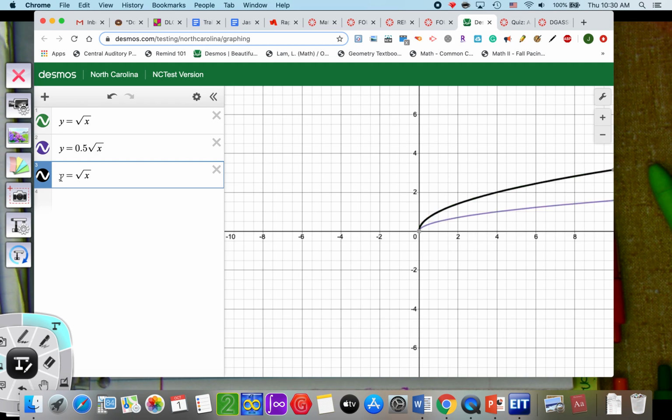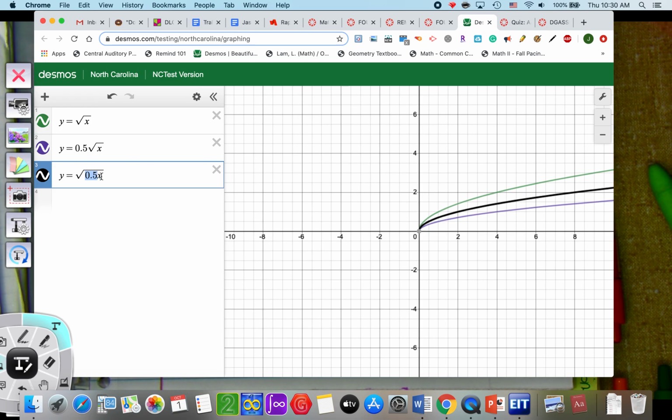So the only way you can tell is look at the function. If I'm multiplying the x under the radical by a fraction, that's called a horizontal compression. That's the black one. The purple one is called a vertical compression. So the difference is looking at the function, you can tell which one's called vertical, which one's called horizontal. If the multiplication is outside the radical, it's vertical. If the multiplication is inside the radical, it's horizontal.